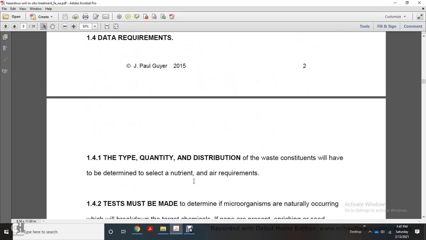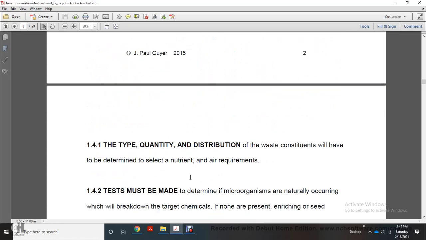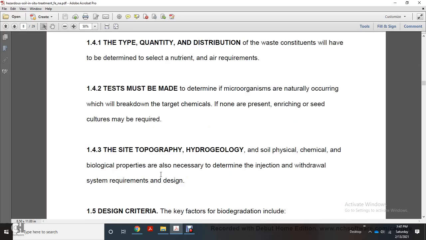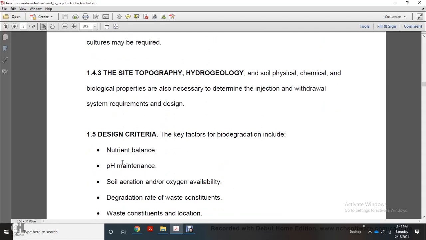Data requirements: the type, quantity, and distribution of waste constituents have to be determined to select nutrient requirements. Tests must be made to determine the microorganisms naturally occurring which will break down the target chemicals. If not present, an enriching seed culture may be required. The site topography, hydrology, and soil physical, chemical, and biological properties are necessary to determine the injection and withdrawal system requirements and design.